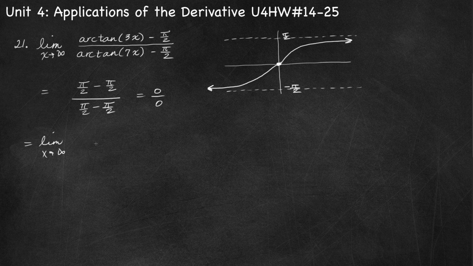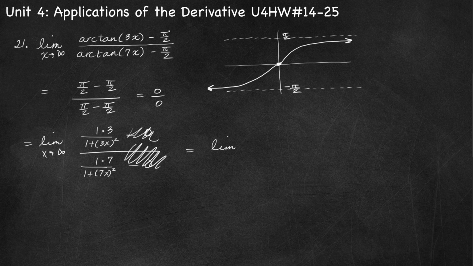Now we need the derivative of arctan 3x. We need to use chain rule. The derivative of arctan stuff is 1 over 1 plus stuff squared times the derivative of the stuff. The derivative of 3x is 3. And then I have minus the derivative of pi over 2, well, that's just 0. In the denominator, derivative of arctan of 7x. So arctan of stuff is 1 over 1 plus stuff squared times the derivative of the stuff, and then minus 0. So the minus zeros I don't need.